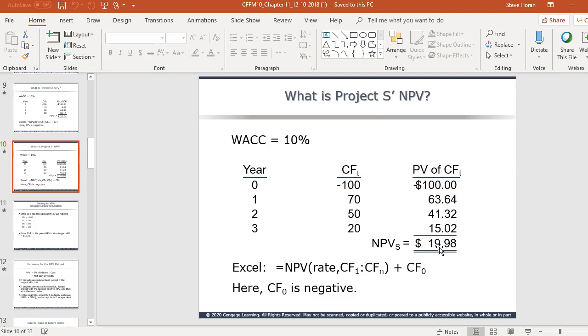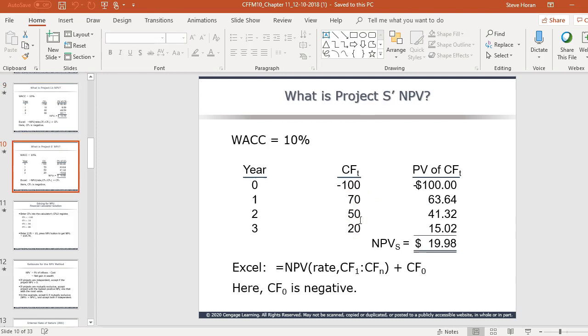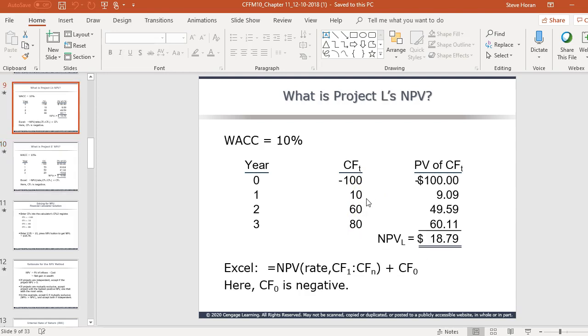But what I want you to notice is 18.79 for L, and the big cash flows were the last couple of years, versus S was 19.98, and the big cash flow happened in year 1. What I want you to recognize is the further away you get from time 0, the greater impact discounting has. So the deeper I get in time and I bring some future amount back to today, the more the time value of money will eat at that number and reduce it.